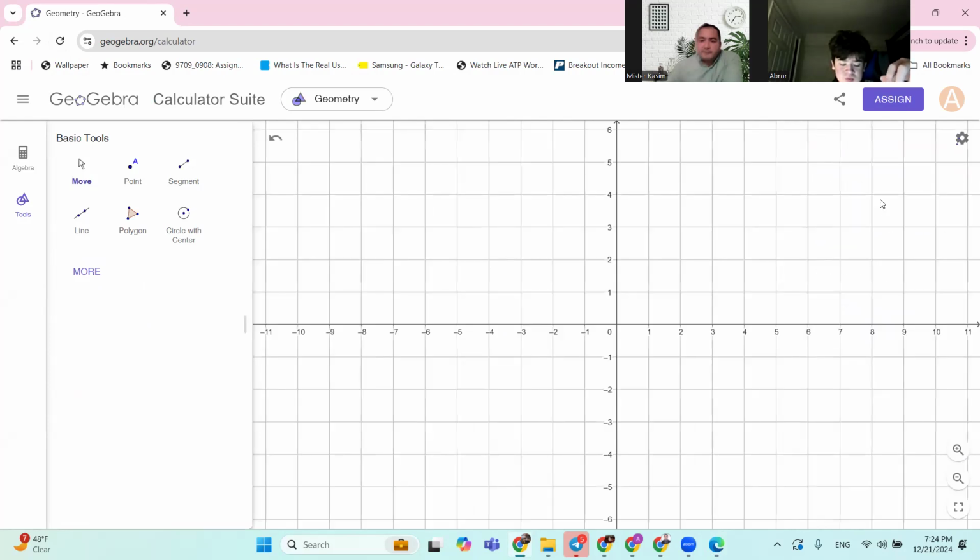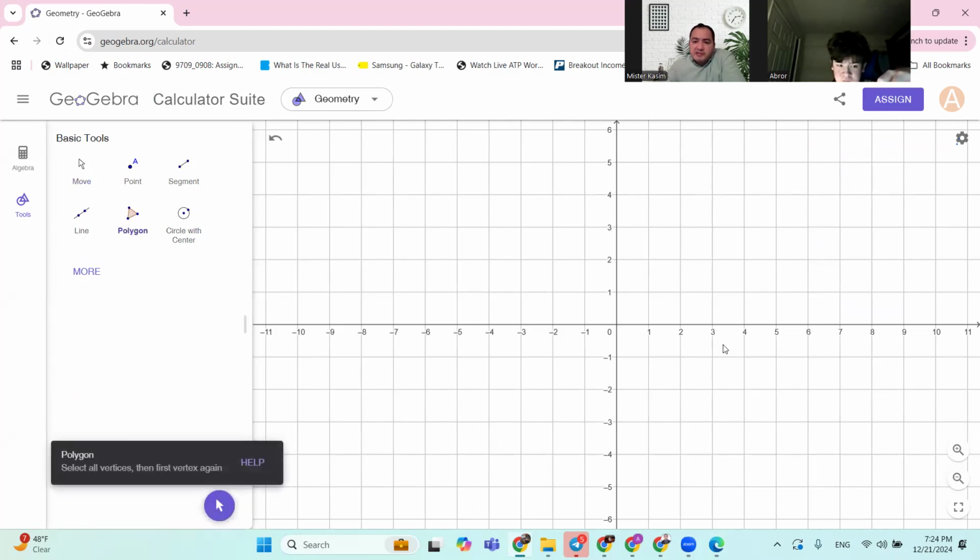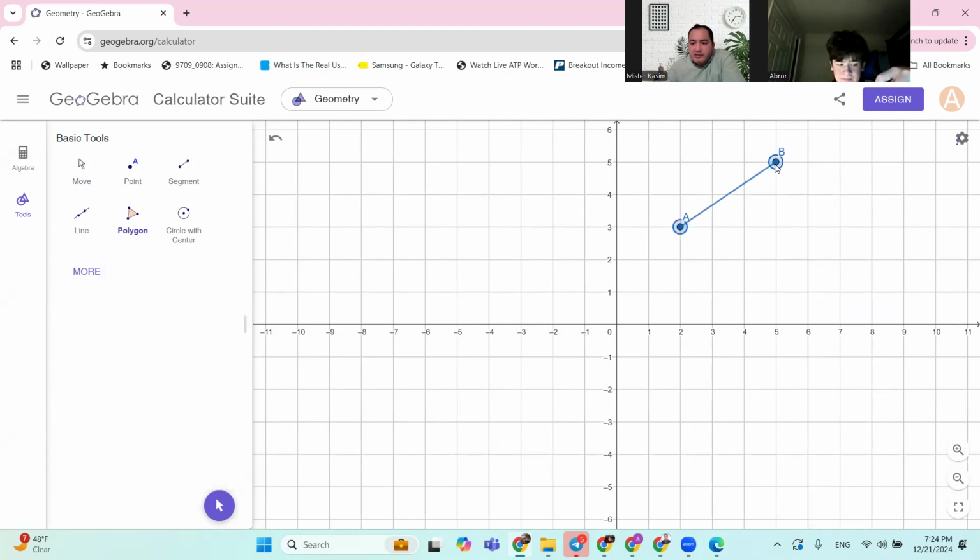Now, Abro, let's draw one figure. We are going to reflect this about the y-axis. Let's say it's some kind of trapezium or quadrilateral. Let's say this one is A, this is B, this one is C, and this one is D.